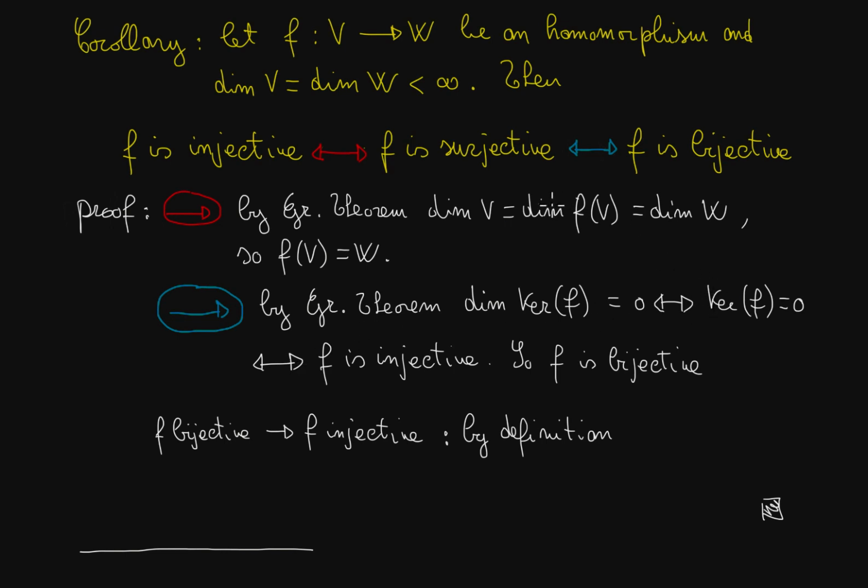We have just shown before that saying that the kernel of f is 0 is the same thing as saying that f is injective. So f is bijective. The last implication is f is bijective implies f is injective. Well, this is just part of the definition of f being bijective.